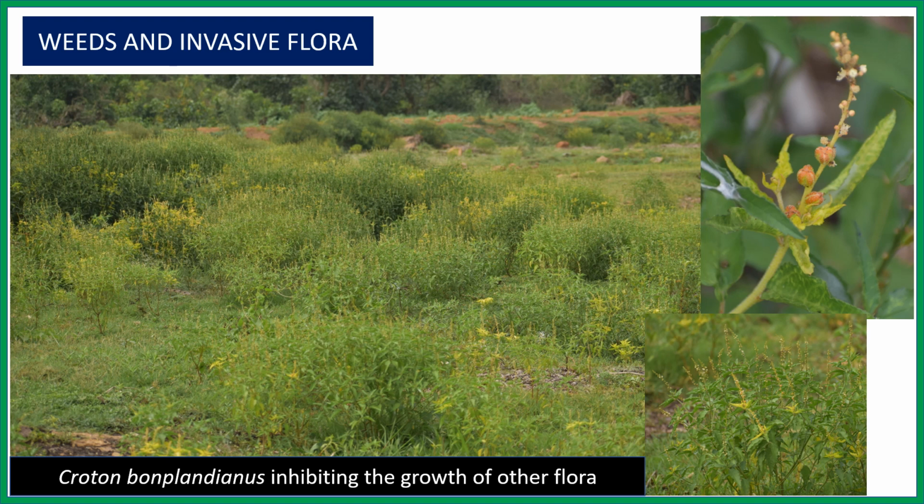So you can see the mass growth of Croton bonplandianus. Such weeds and invasive flora grow and keep on spreading, and there is competition between the native flora and such plants. So they dominate over the native plants.